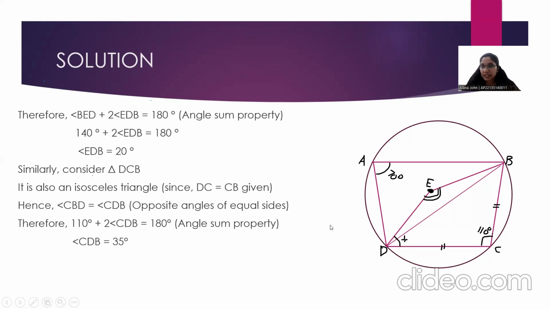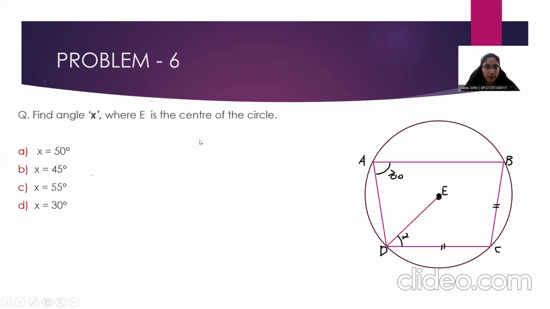So our aim is to find angle X. Now we just have to add the two angles to obtain the angle X. See, X equal to angle EDB plus angle CDB equal to 20 degrees plus 35 degrees. It is nothing but 55 degrees. So this is the answer to our problem. Is this clear? Okay, so let's mark the correct option in the problem. Which one is the correct option? The correct option is option C, 55 degrees. Is the problem clear to you?